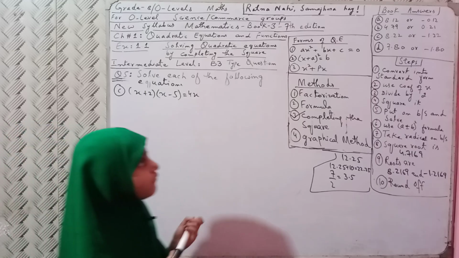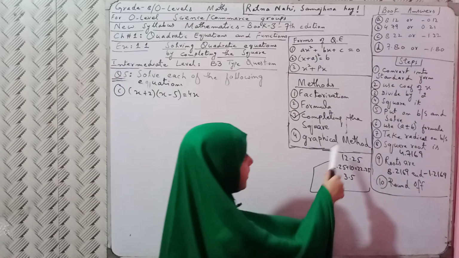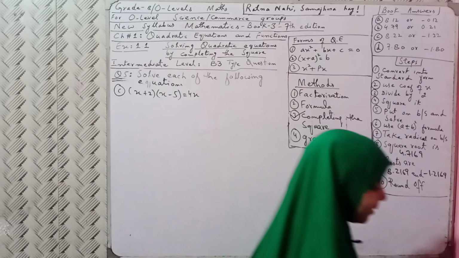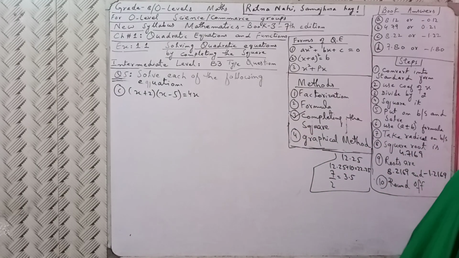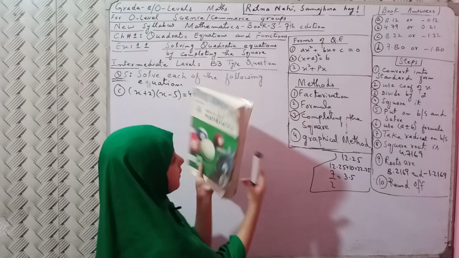So also the forms of quadratic equations are written, and the methods. And today we are going to learn the completing the square method. Also the book answers and the steps are written. And you can see we are going to start this book, all levels 3.